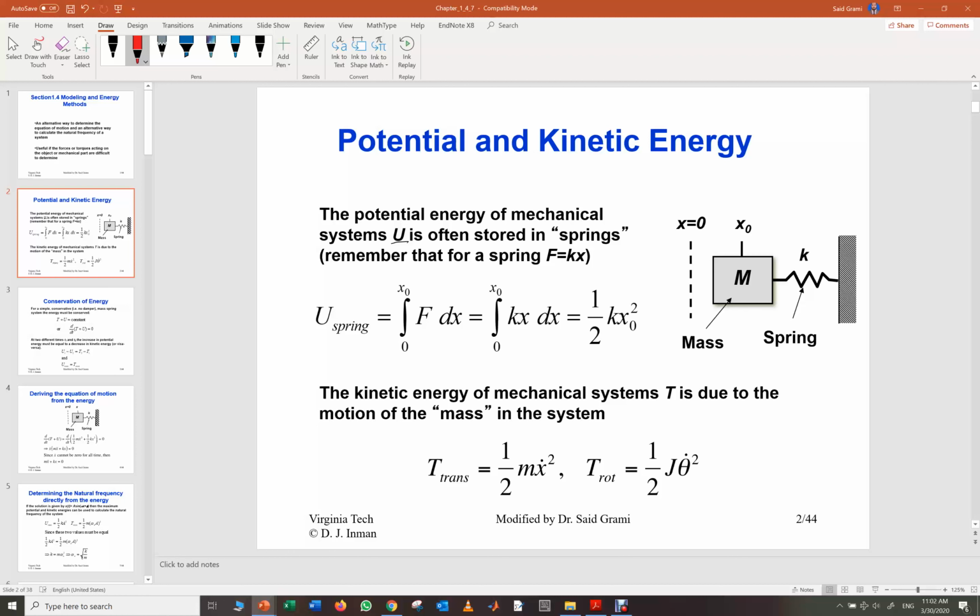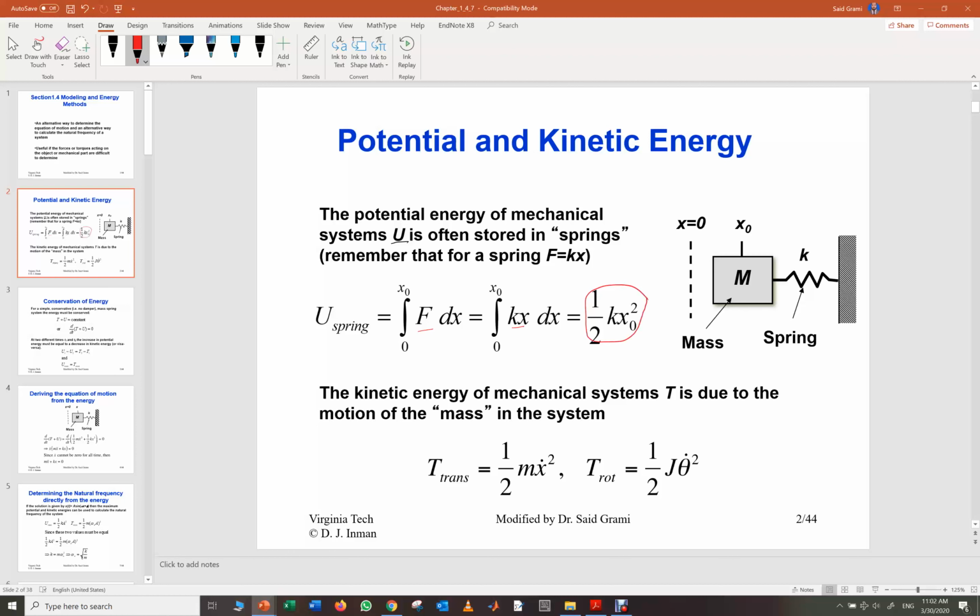Now U spring is by definition the integration from 0 to x0 of f dx. It will be the integration from 0 to x0 of kx dx. So f is kx. When we make the integration, we get half k x0 squared. So this is the potential energy in the system. So we have the system here, m the mass, the spring, and x0 is the position here. x0 is 0, so it's a reference. So the displacement of the mass is described by x0.